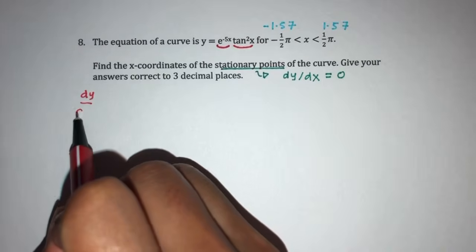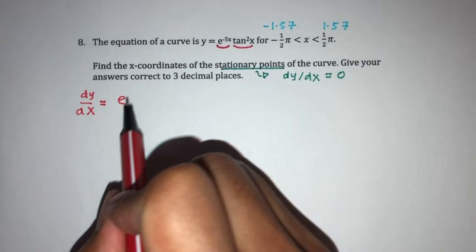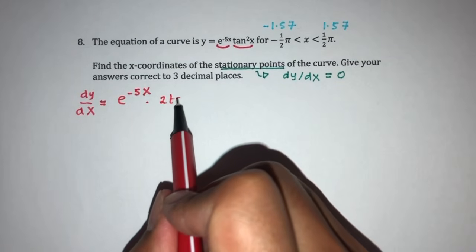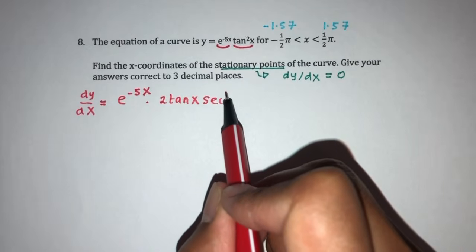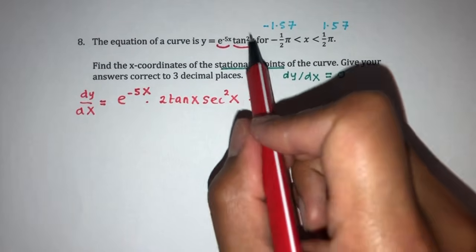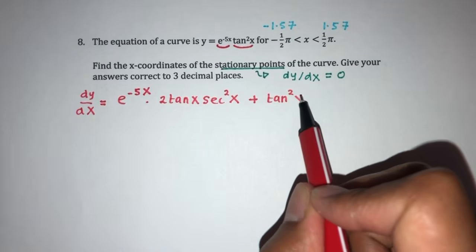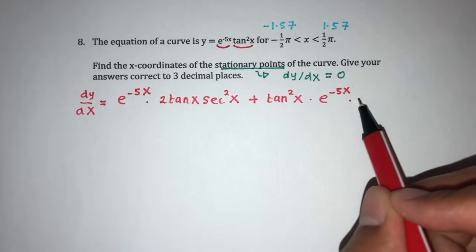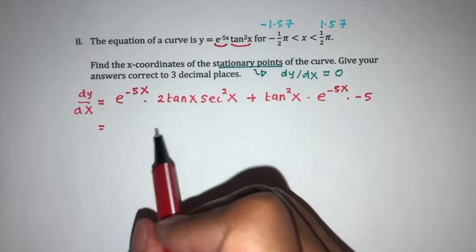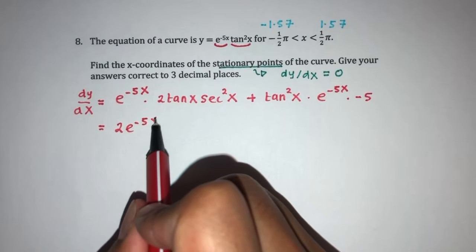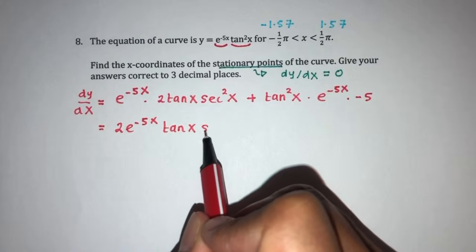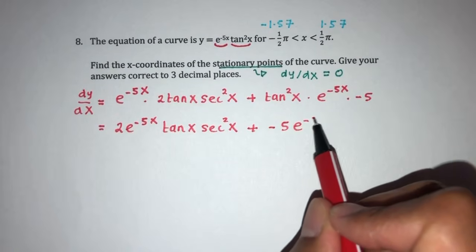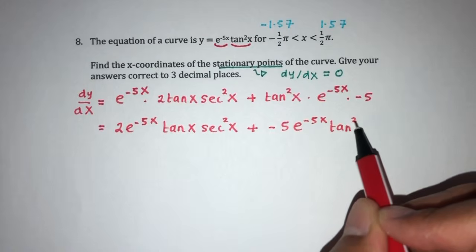So dy by dx will be what? First, leave this one the same as it is, then multiply by d by dx of this one. That should be 2 tan x, and then multiply by sec square x. Then plus, leave this one by itself, tan square x, then multiply by d by dx of this one. That should be exponential minus 5x multiplied by minus 5. Simplify, that will give you what? 2 exponential minus 5x tan x sec square x, and then minus 5 exponential minus 5x tan square x.